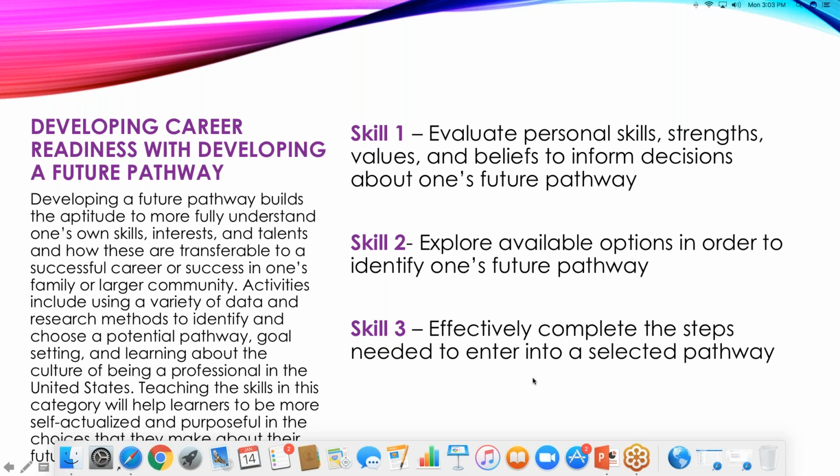Activities include using a variety of data and research methods to identify and choose a potential pathway, goal setting, and learning about the culture of being a professional in the United States. Teaching the skills in this category will help learners to be more self-actualized and purposeful in the choices that they make about their future. Okay, so the three main large skill areas in this category: evaluate personal skills, strengths, values, and beliefs to inform decisions about one's future pathway; explore available options in order to identify one's future pathway; and effectively complete the steps needed to enter into the selected pathway.